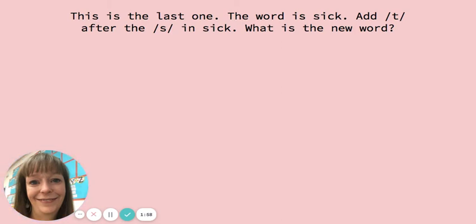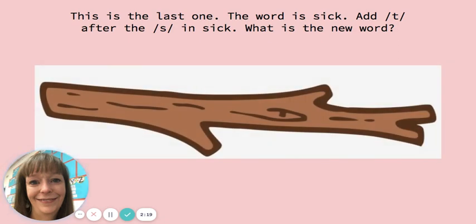This is the last word. The word is sick. Add t after the s in sick. What is the new word? The word is stick. You got it. You did a great job listening to a word, adding a sound to make a new word.